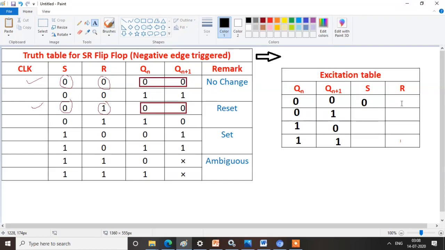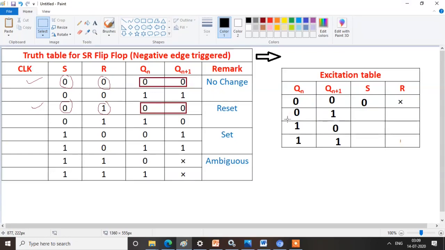Then what should be the value of R? So again observe these two rows. Yes, the value of R can be either 0 or 1. See, for this row it is 0, for this row it is 1, right? So can I say that the value of R can be either 0 or 1? Either 0 or 1 means don't care. So see, that's why don't care will come here.